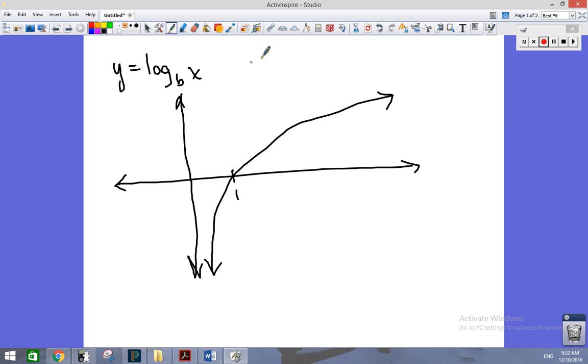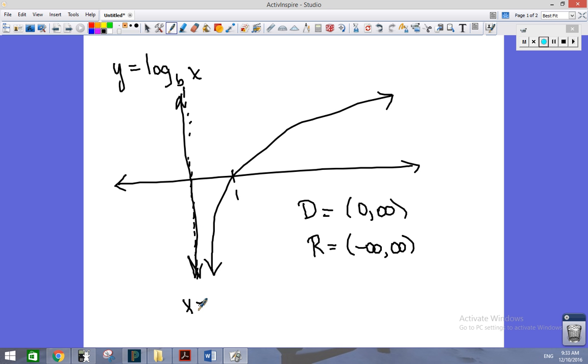1, and the domain of the exponential function was all real numbers, so the range of a logarithm is all real numbers. And for the basic exponential function, the range was positive real numbers, and that's the domain for a basic logarithm, positive real numbers. And the horizontal asymptote of an exponential function, y equals 0, becomes a vertical asymptote of a log function, and we write the equation as x equals 0.